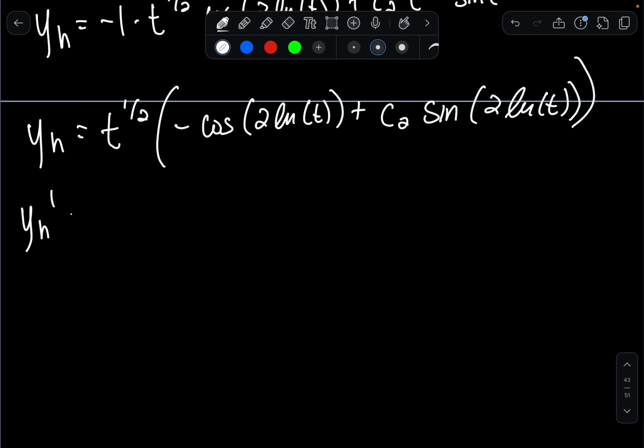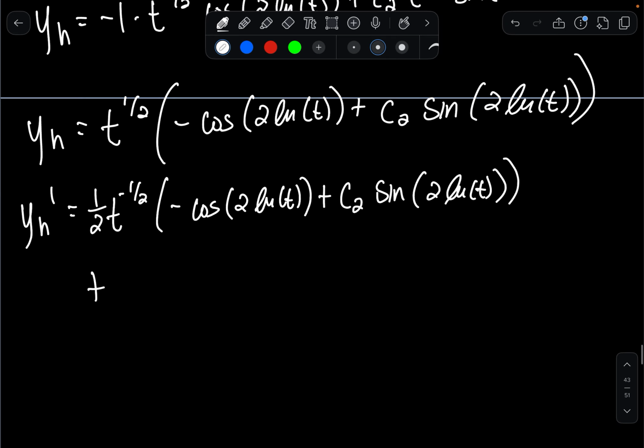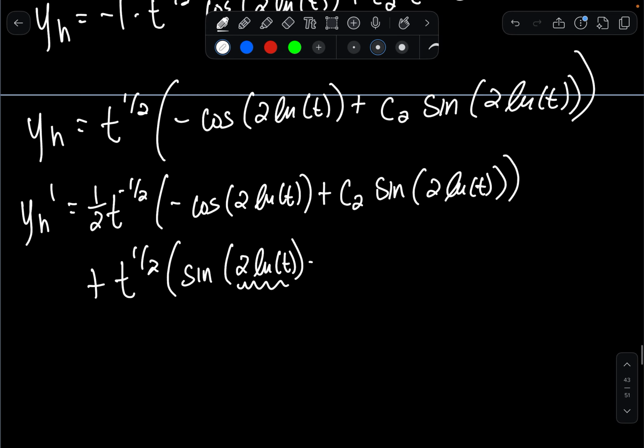Here we go. The derivative: we find the derivative of t to the 1/2, which is 1/2 t to the minus 1/2. We will leave the other piece alone, so it's the same: negative cosine of 2 natural log of t plus C2 sine of 2 natural log of t, plus, now we need to do it the other way around. Now we leave the t to the 1/2 alone, and we find the derivative of this inside part. The derivative of negative cosine is sine, so positive sine. Leave the same inside function, and then the chain rule says to multiply by the derivative of 2 natural log of t, which is 2 over t.